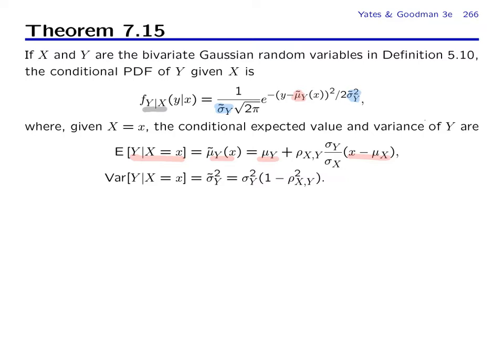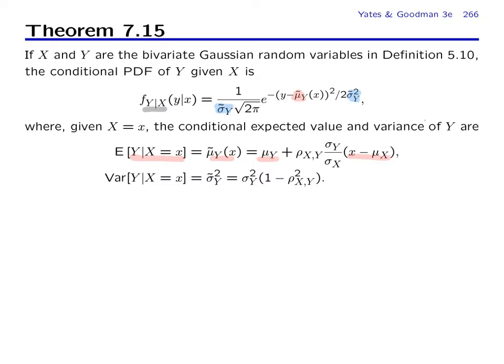And what that means is that if we observe an x bigger than the mean value mu x, then y is going to have a conditional expected value that is bigger than mu y. On the other hand, things are reversed if rho is negative. When rho is negative, if x is bigger than its mean value, then we're going to have a negative correction term, and the new conditional expected value of y given that x will be less than mu y.